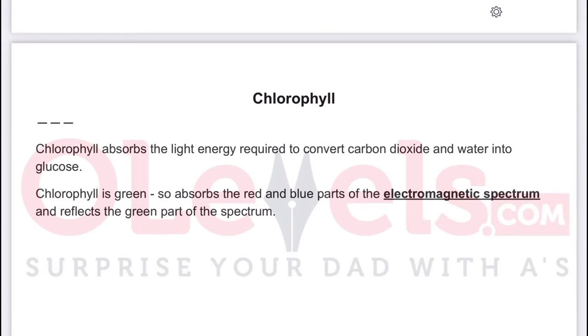Chlorophyll. Chlorophyll absorbs the light energy required to convert carbon dioxide and water into glucose. Chlorophyll is green, so it absorbs the red and blue parts of the electromagnetic spectrum and reflects the green part of the spectrum.